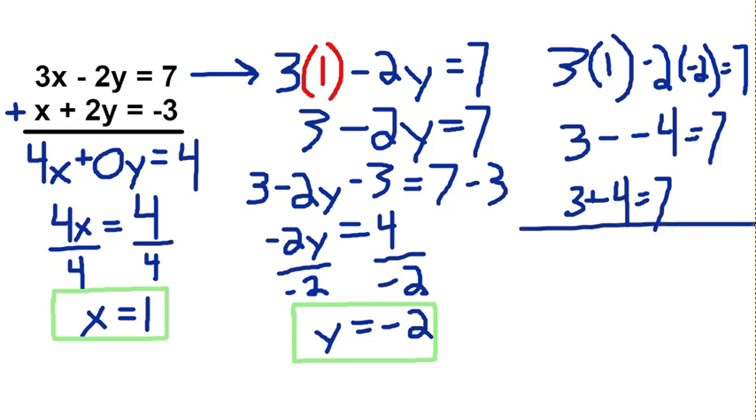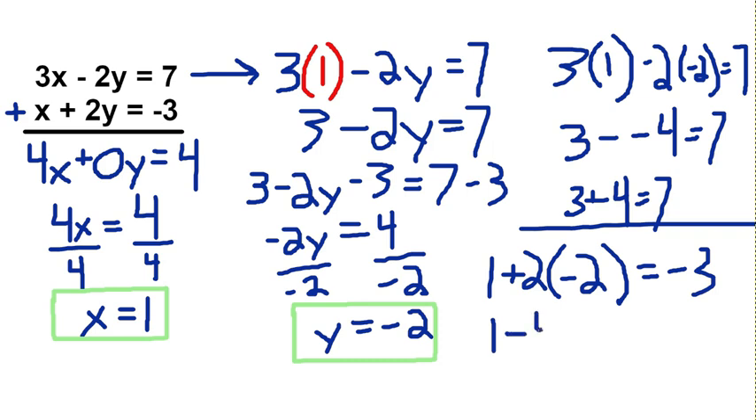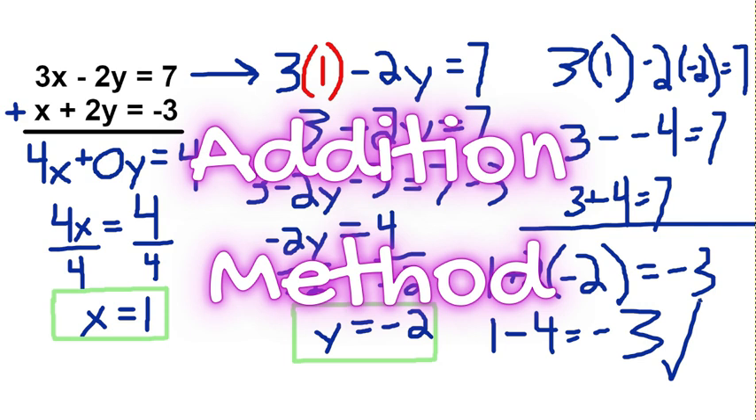Now we'll shove it into the last one. So we've got x, that's 1, plus 2 times negative 2 equals negative 3. Does that work out? 1 minus 4 equals negative 3. That certainly looks like it checks out to me. And that is the addition method. Hopefully that's becoming fairly easy to understand.